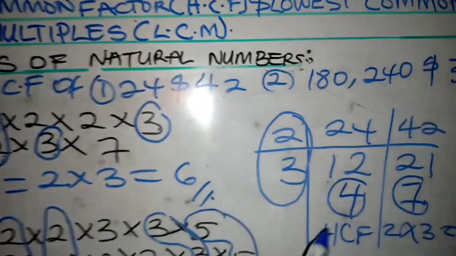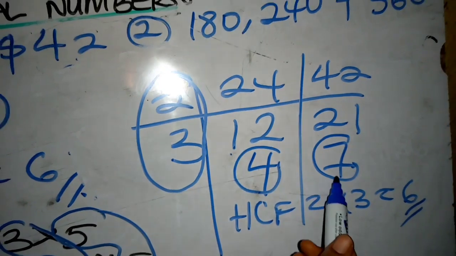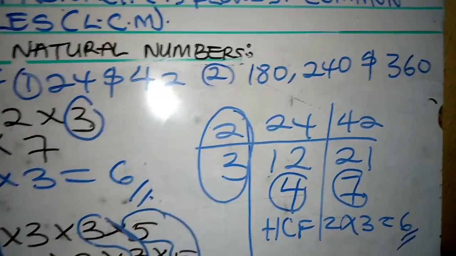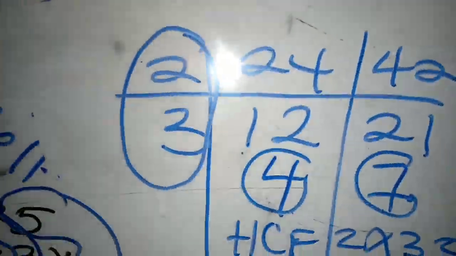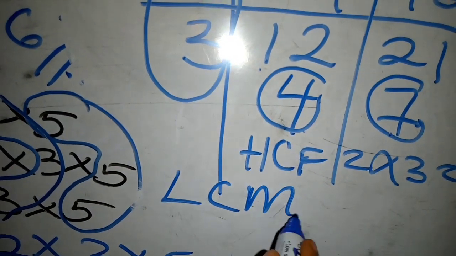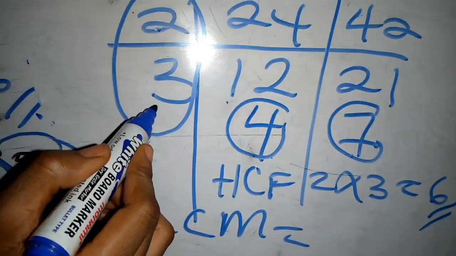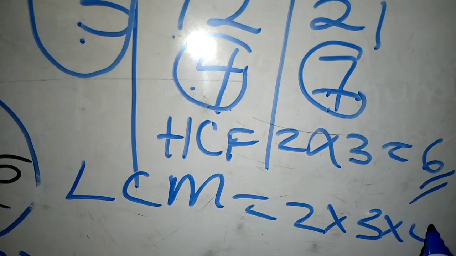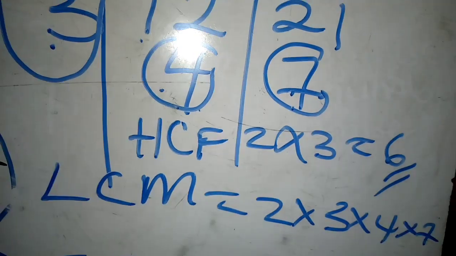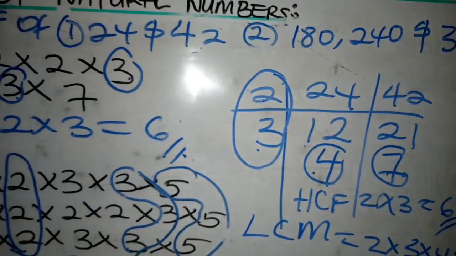But in this method, we are not multiplying the remainder. That is the only difference between H.C.F and L.C.M. For the L.C.M, which is the lowest common multiple, you multiply this 2 and this 3 with the remainders. So it will be 2 times 3 times 4 times 7. So let's move to the lowest common multiple. I'll just give 2 examples on it.